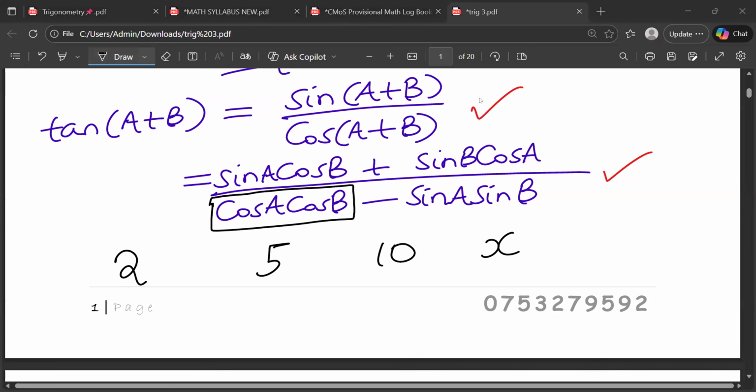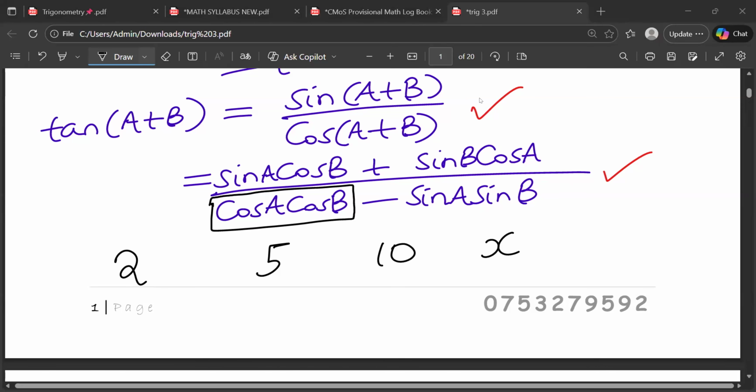Yes, Eric. Good evening, doctor and other people. Yeah, for me, I think the only way we can make it a 1 is by dividing through by that very cos A cos B. Thank you so much. That is it.